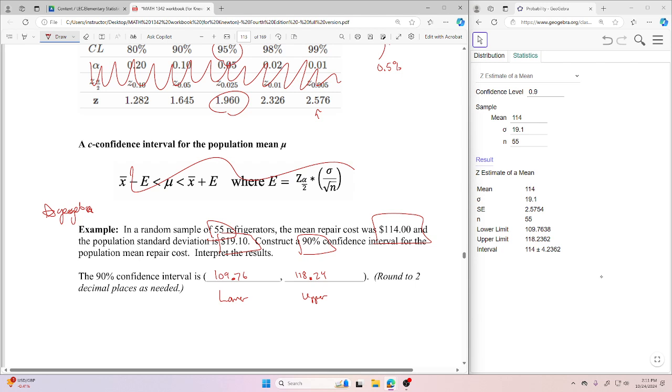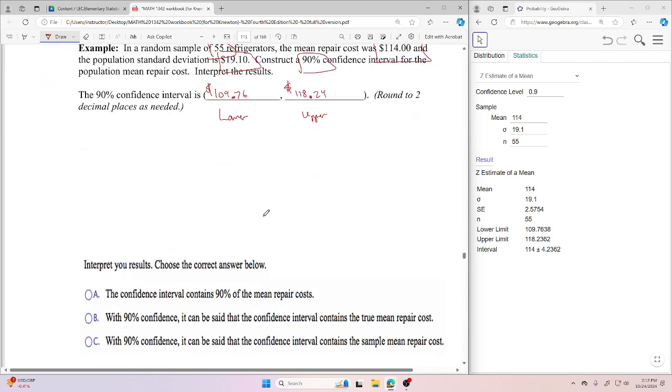So these are dollars, and they're saying that they're 90% confident that all the refrigerator repair costs in all of America is somewhere between 109 and 118 on average. So the average for American refrigerator repair costs is somewhere within that zone, given that I already looked at 55 of them. And I'm only 90% confident. Cool? 90% confident is pretty good. Let's keep cruising.